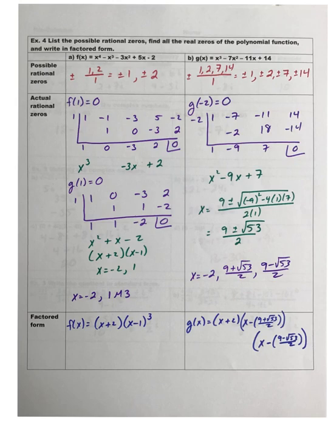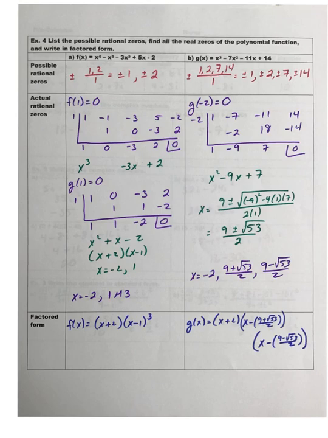So I'm going to do my synthetic division with negative 2, put the coefficients across the top, add, multiply, add, multiply, add, multiply, add, and we get 0, which we should. So this becomes x squared minus 9x plus 7. And what multiplies to 7 and adds to negative 9? Nothing. We can't factor it, but that does not mean you're done.